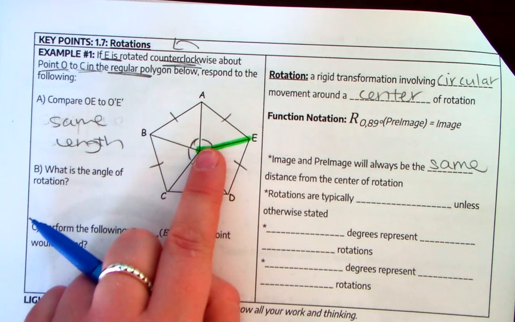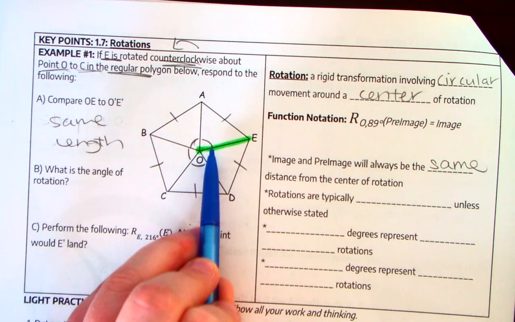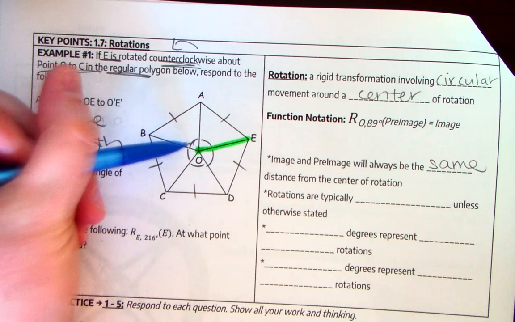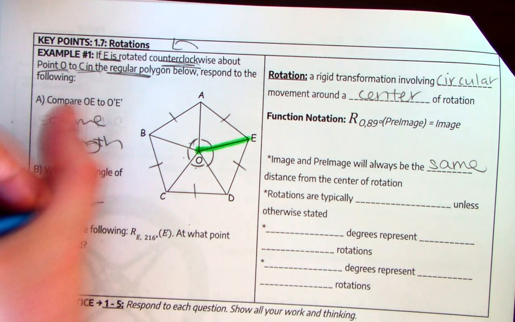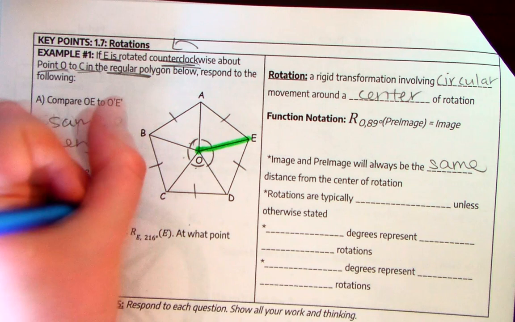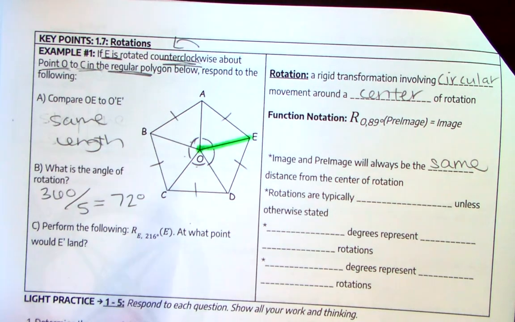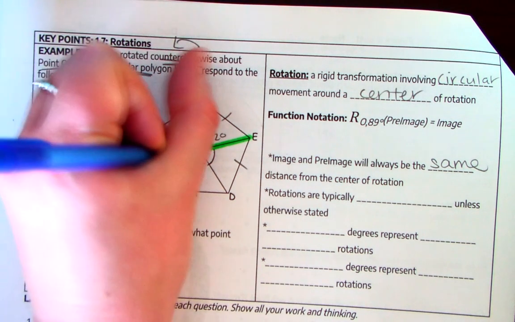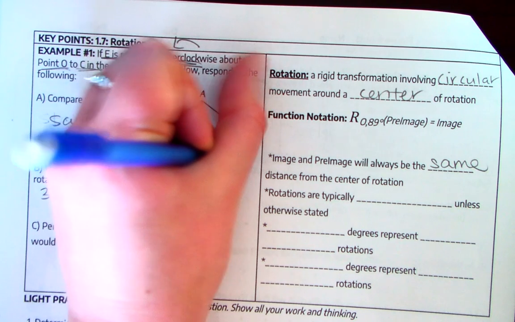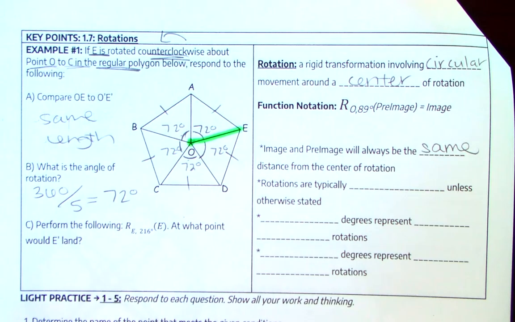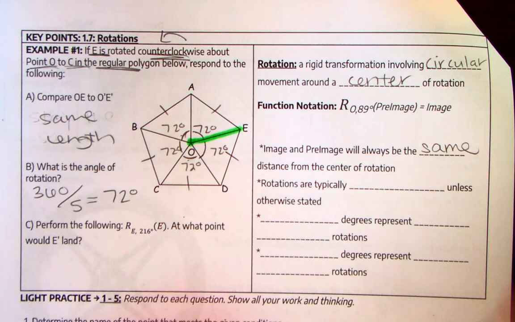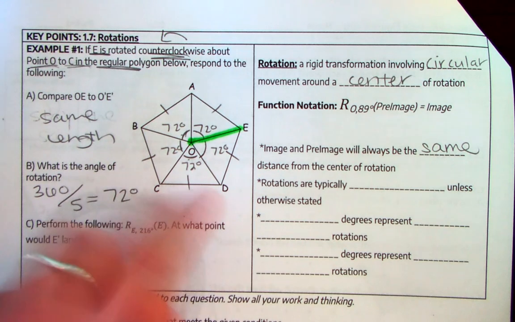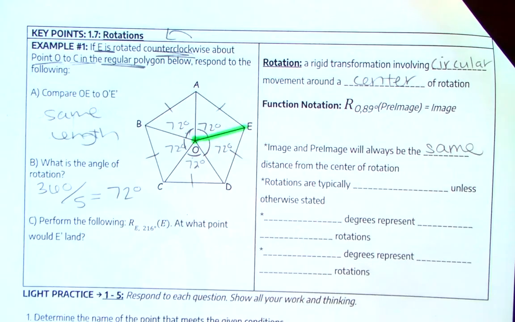When we think about how many degrees that is, we know the entire rotation around a circle is 360 degrees, and we're splitting it into 1, 2, 3, 4, 5 parts. 360 divided by 5 is 72. So the angle of rotation as I rotate each one of these sections is 72 degrees. The rotation from A to E is 72. From A to B is 72. B to C is 72. C to D is 72 degrees. D to E 72 degrees.